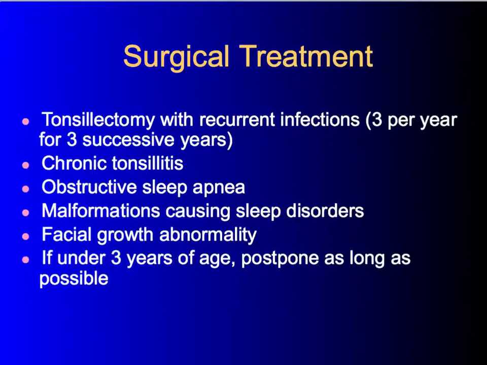Surgical treatment, called a tonsillectomy, now occurs when there are frequent recurrent infections, generally 3 per year for 3 successive years. It's also considered when a child has chronic tonsillitis, obstructive sleep apnea, or malformations in their tonsils that cause sleep disorders, or if there's a facial growth abnormality. If the child is under 3 years of age, the surgery should be postponed as long as possible because the tonsils can grow back afterwards.